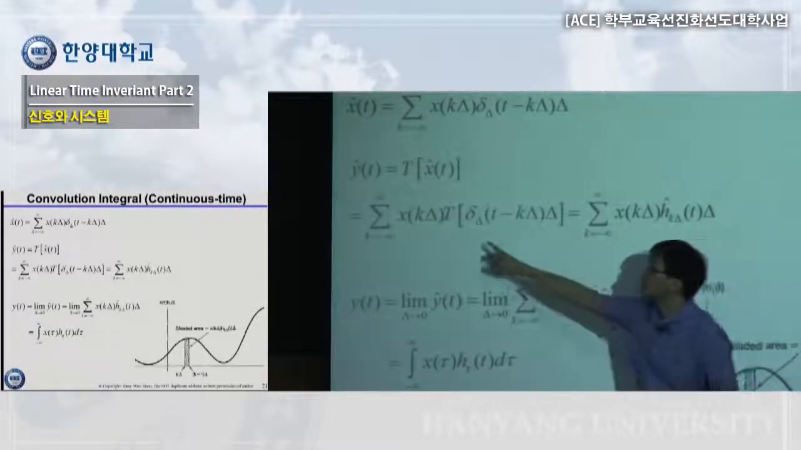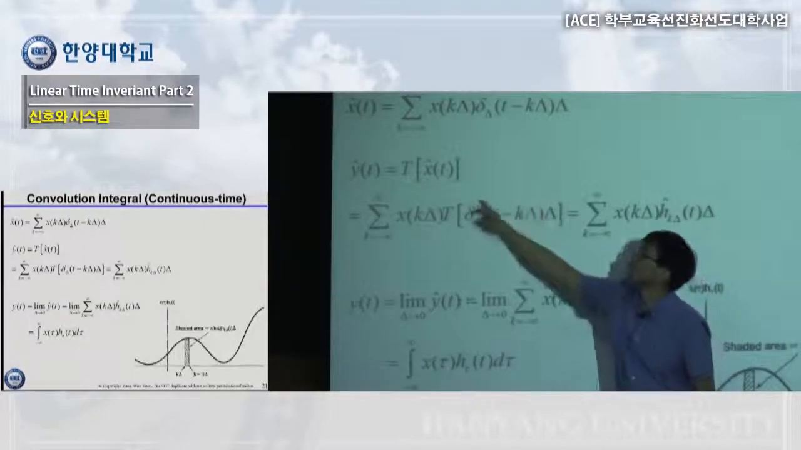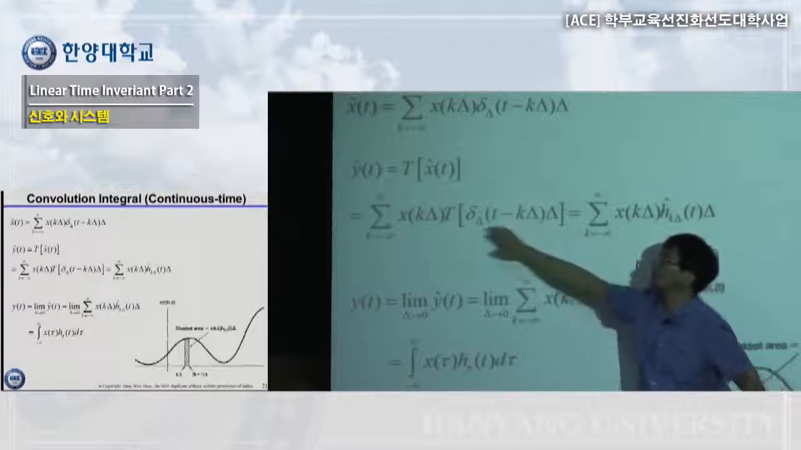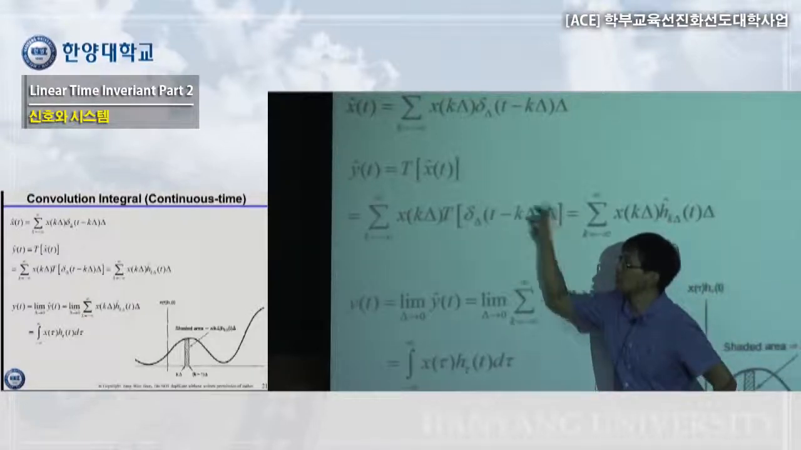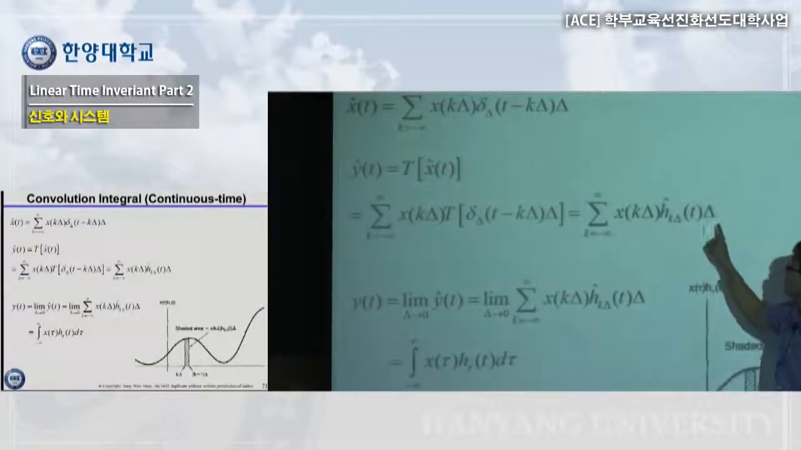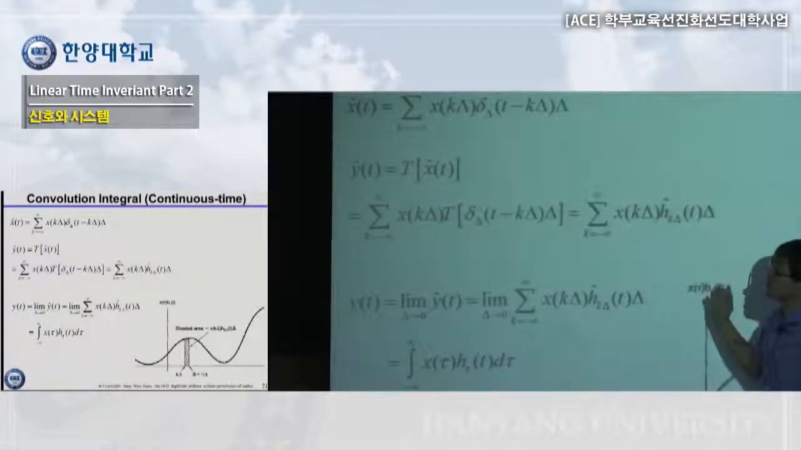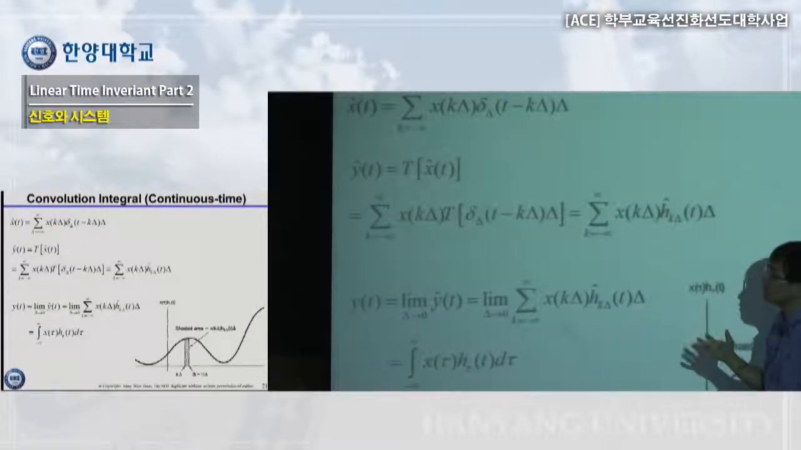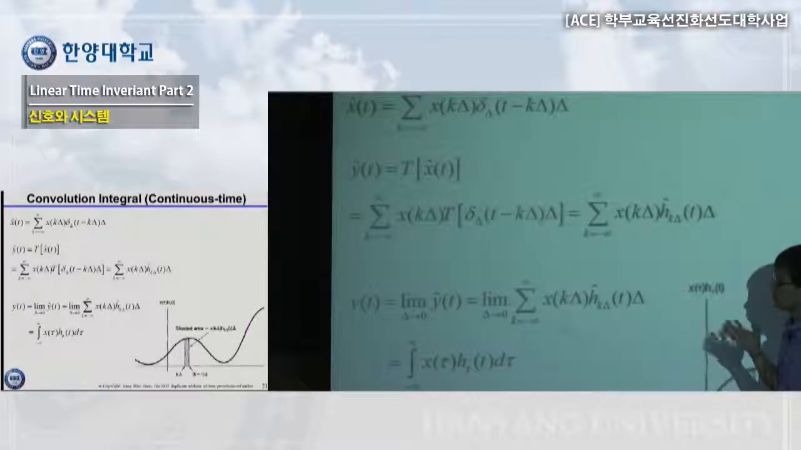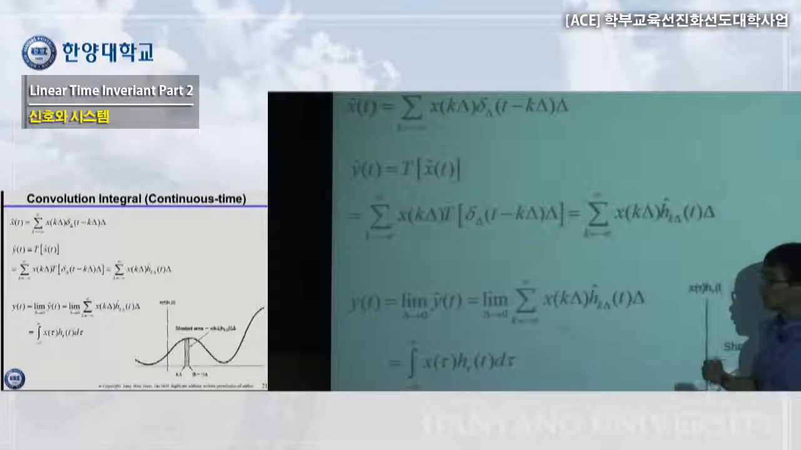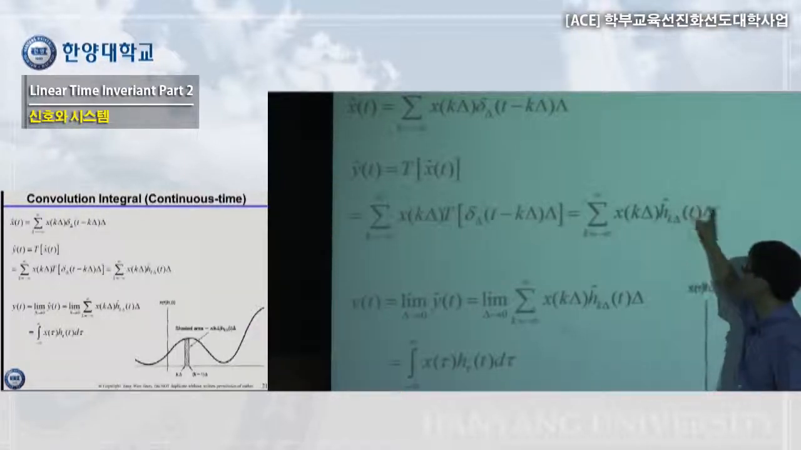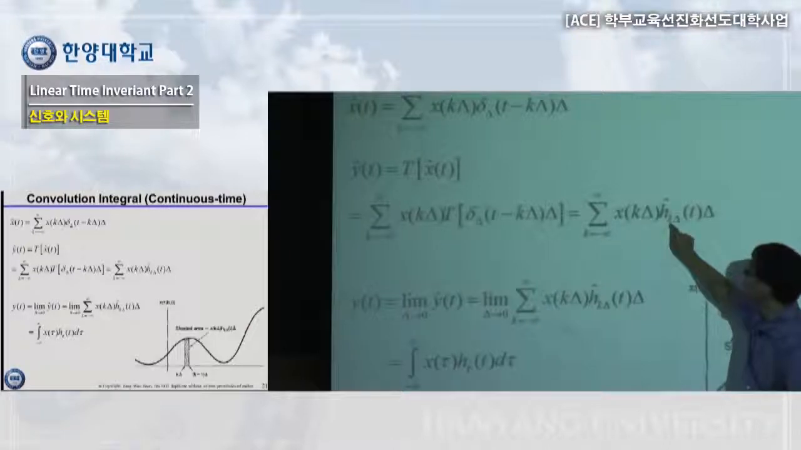And then this looks like: when the input is a delta function, what is the transfer function, which we can define as h, the system response. The impulse response is: when the input is delta, what is the output? When the input is delta, the output is the same as the system itself. So we can define it as the system response at point k delta.